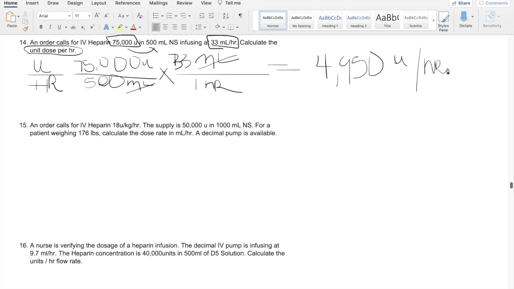Number 15 states that an order calls for an IV heparin 18 units per kilogram per hour, which is units per kilogram per hour. The supply is 50,000 units in 1,000 milliliters NS, for a patient weighing 176 pounds, calculate the milliliters per hour. So we're going to write milliliters per hour. And we're going to start with 1,000 milliliters over 50,000 units.